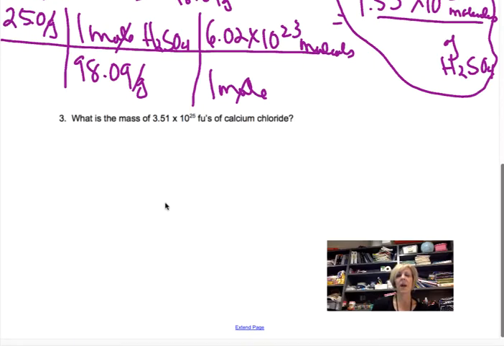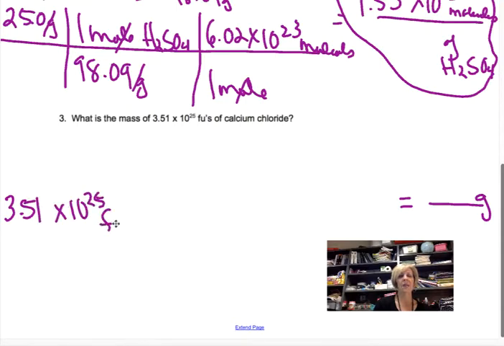All right, so now I'm going to go for the mass. When it asks for the mass, guys, you just want to assume it's in grams. So I want a single unit. I'm going to start with the single unit. 3.51 times 10 to the 25 FUs of calcium chloride. Calcium is a +2, chloride is a -1, and so calcium chloride is going to be CaCl2.